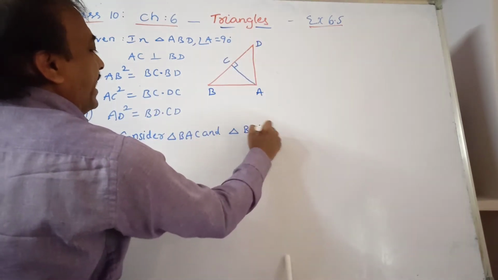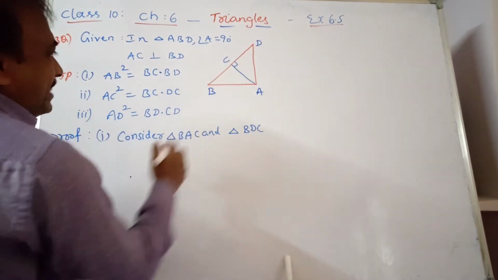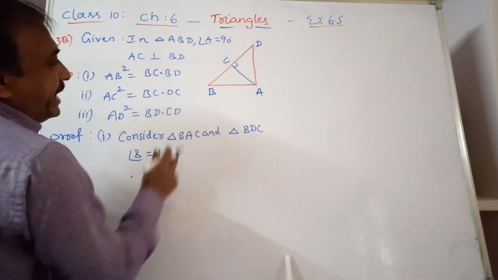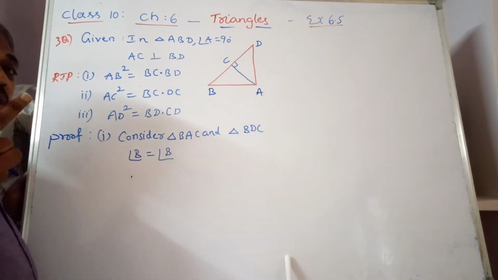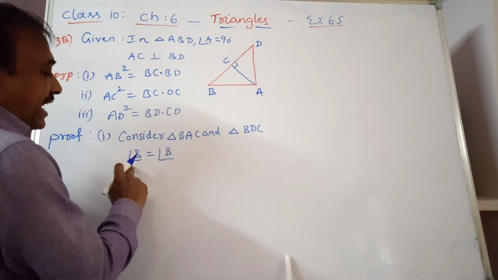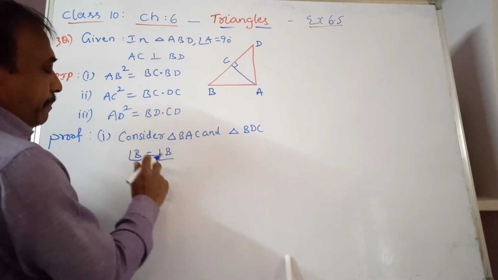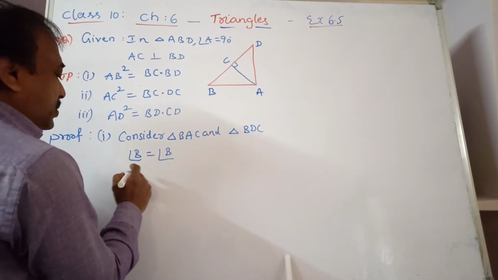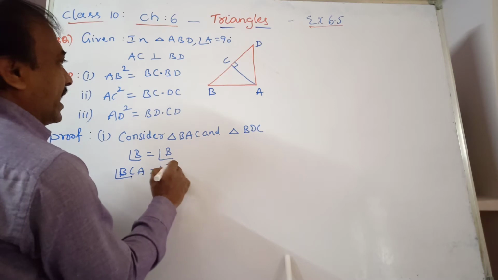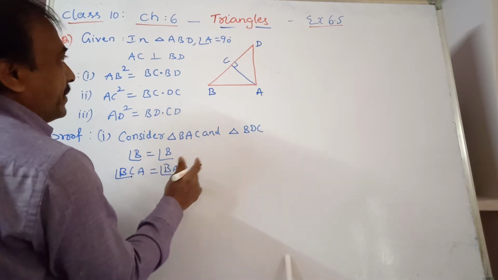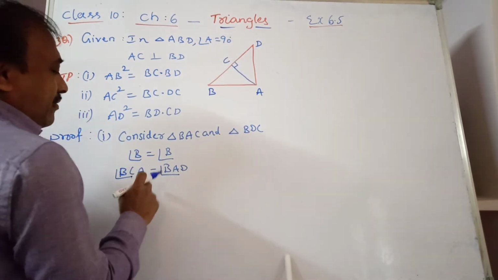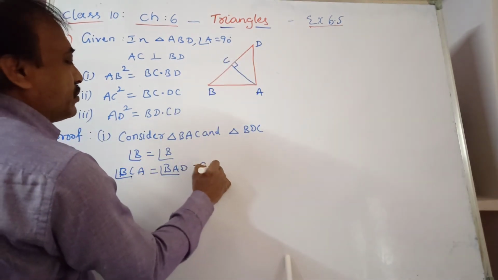Triangle BDA. In that, triangle BAC is similar. Angle B is common in both. Angle B is equal to angle B. And we know that two right triangles are always similar when we compare the common angles. Angle B is equal to angle B, and angle BCA is equal to angle BAD, which is equal to 90 degrees.